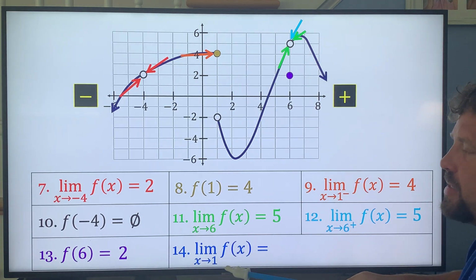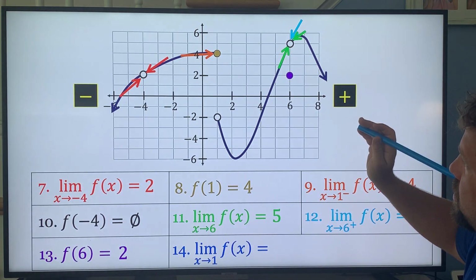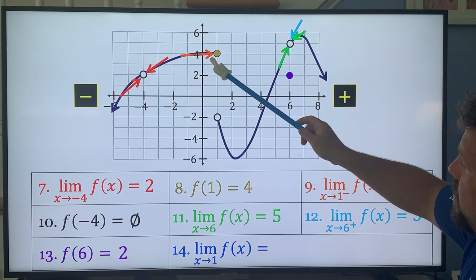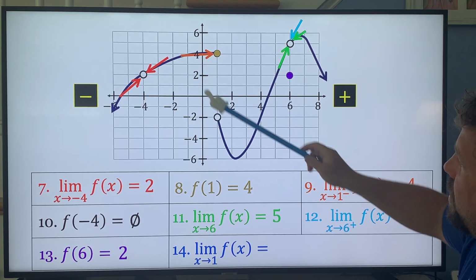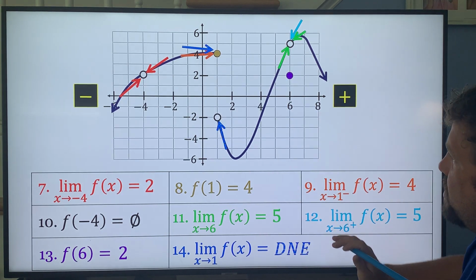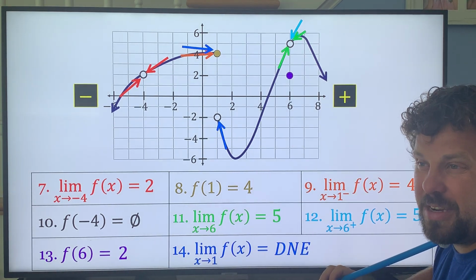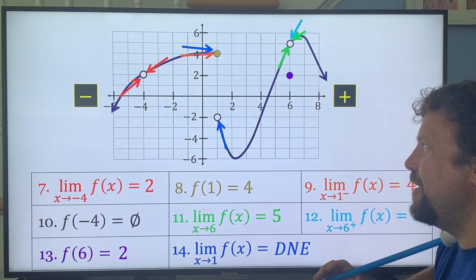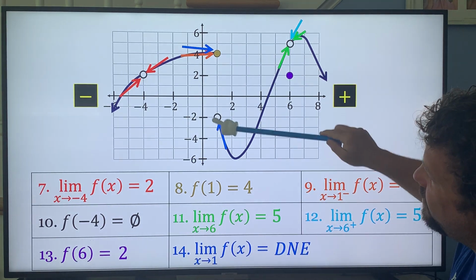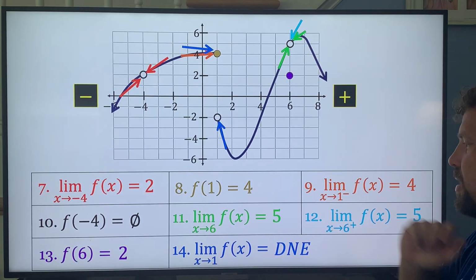And the limit of f of x as x approaches 1. As it approaches 1 from the left, the answer is 4. As it approaches 1 from the right, the answer is -2. Are these numbers the same? No, they are not. They do not approach the same number. 4 is not the same as -2. So the limit does not exist.